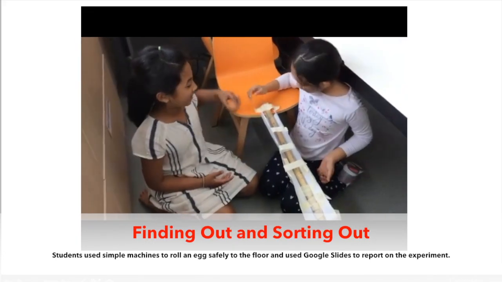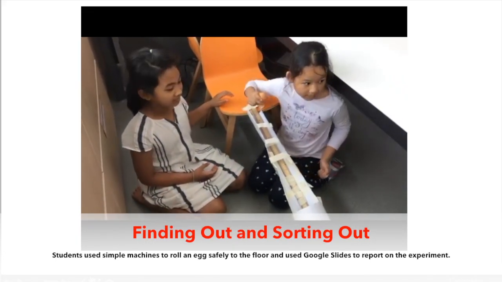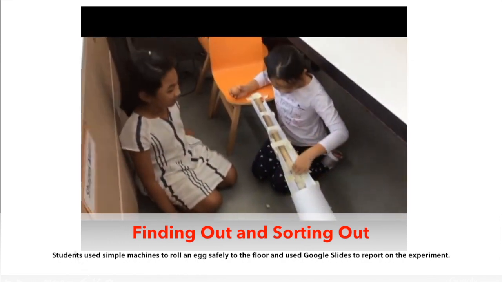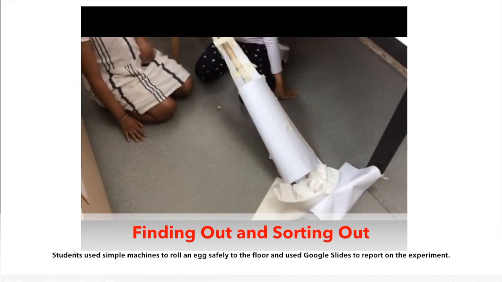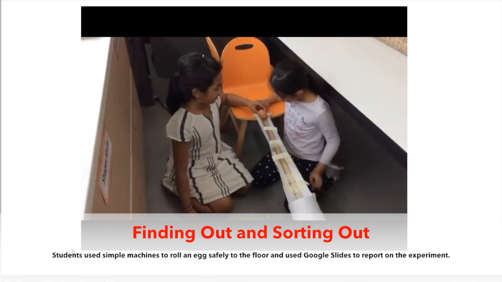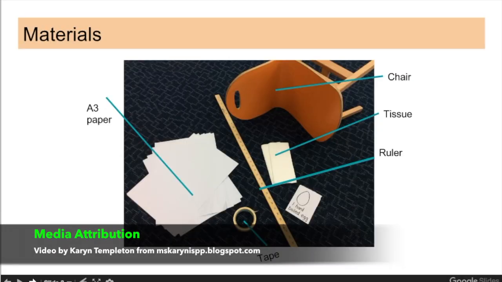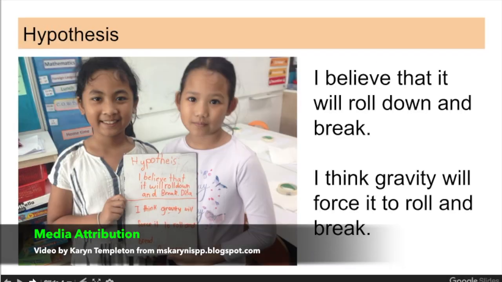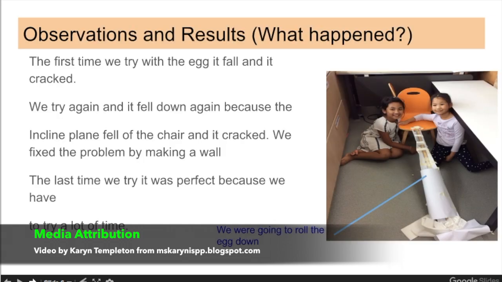At this point in the inquiry, students worked in pairs to write procedures about how to get an egg safely from a chair to the floor without breaking it, using some kind of simple machine. Students reported this on a Google Slides presentation with partners.